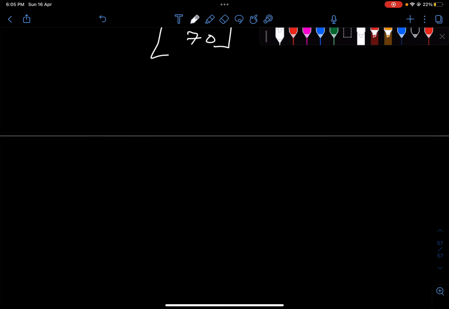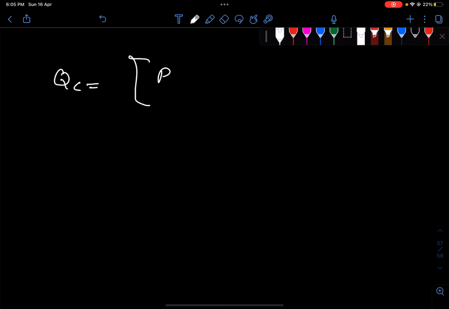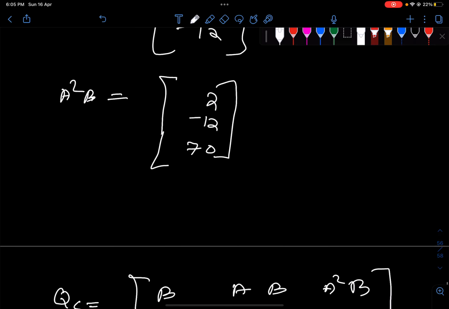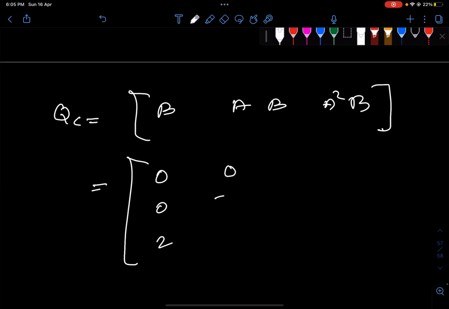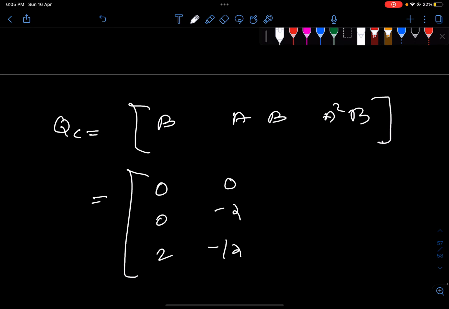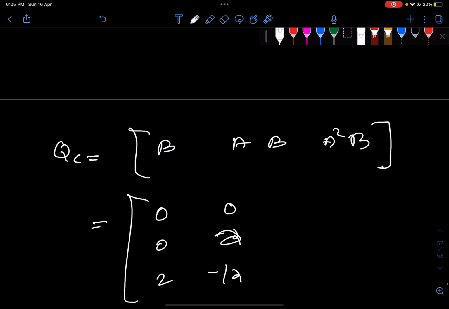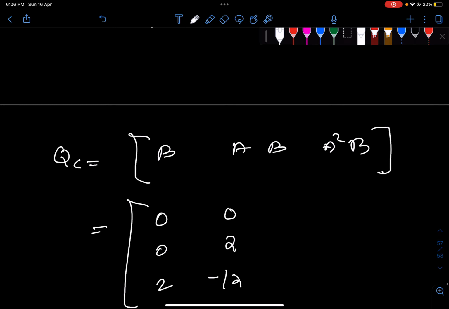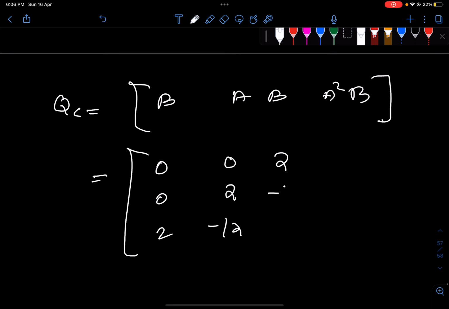Okay, so can you fill up what the QC matrix is? B is common everywhere, and you start with A square up to A to the n minus 1. Here it is A square. So what is the B matrix? B matrix is 0, 0, 2. AB is what? 0, 2, minus 12. Just wait, okay. And our last matrix was 50. Okay, we have made some calculation error. So 2, minus 12, and it's 50, not 70.